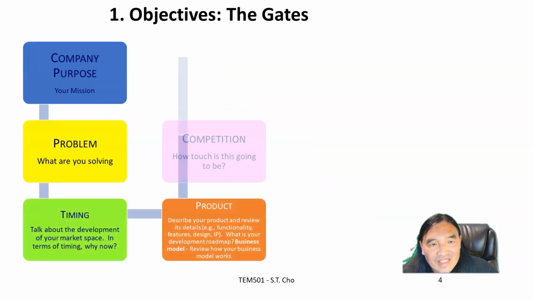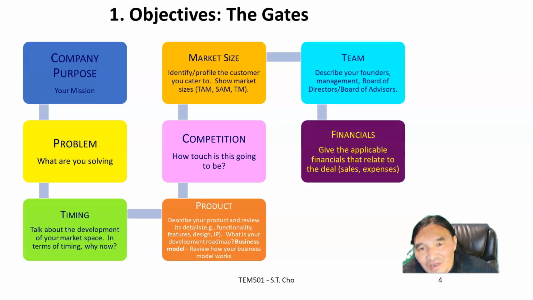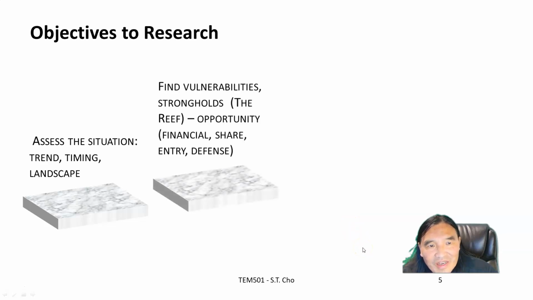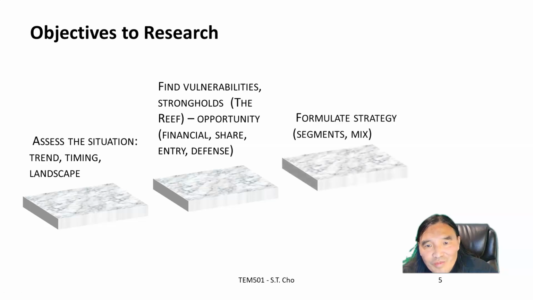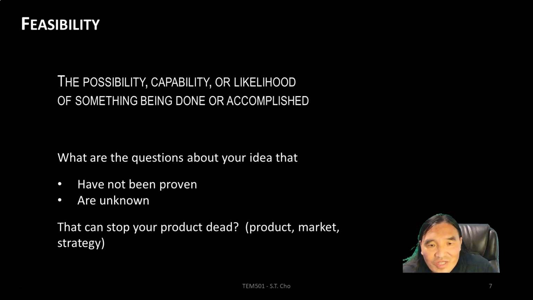Once again, the gates. One thing about the gates is they want to know about competition. They want to know about market size. And what does your product do? What you're trying to do is assess the situation, find vulnerabilities or strongholds or opportunities, and formulate the strategy where you can pull this off. And how to exit, that is the second step in the process. When you come up with your strategy, it follows after you've done some research.